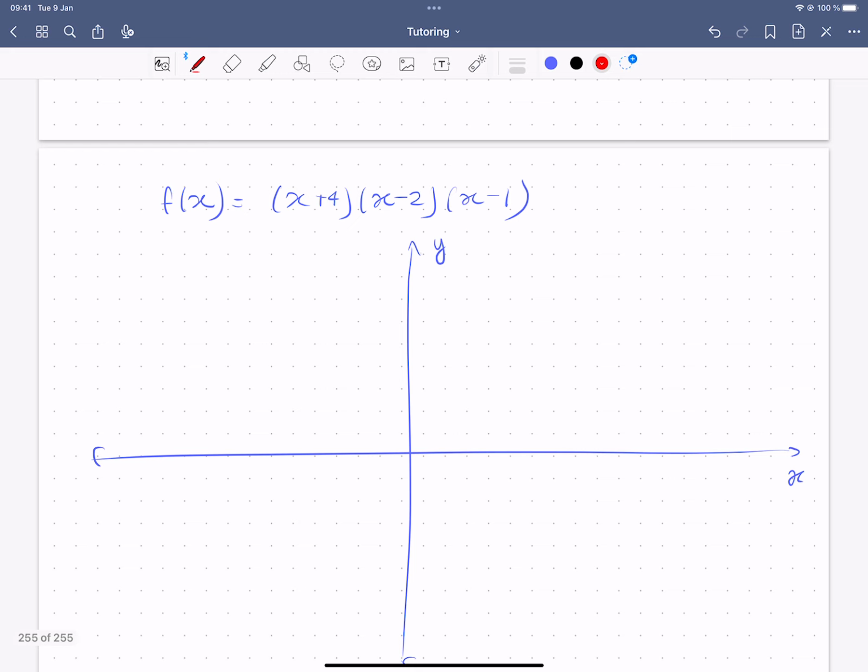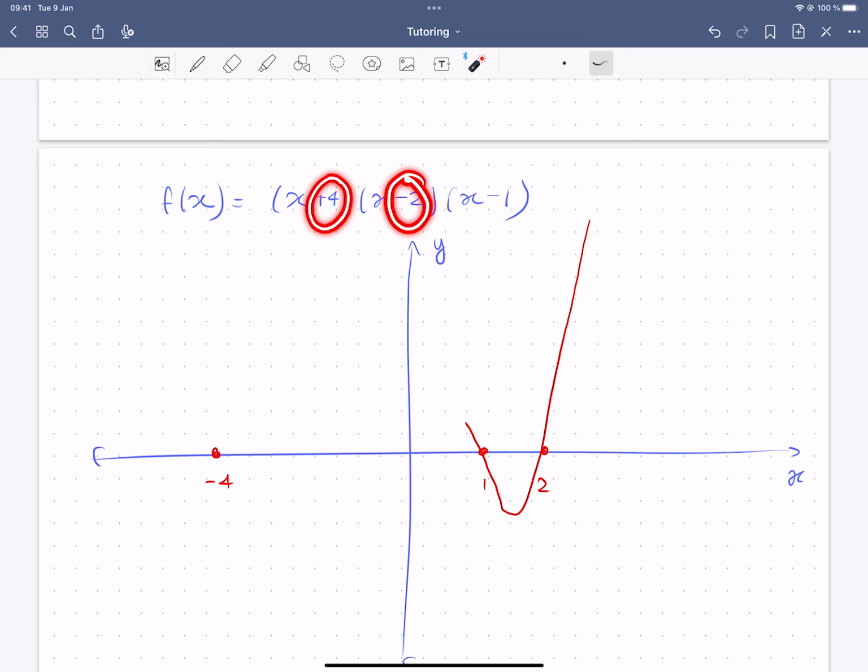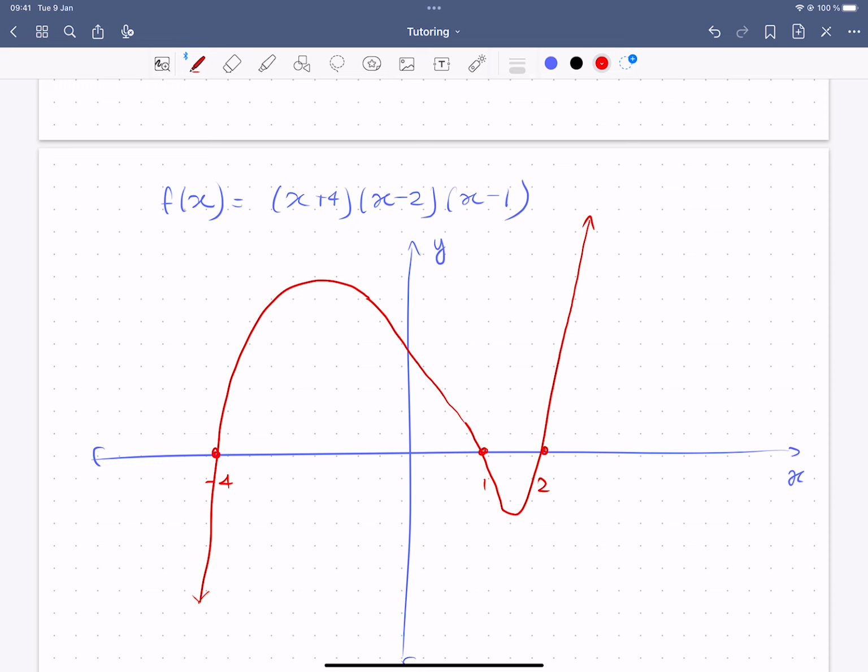I've got x-intercepts of minus 4, 1 and 2. It's a positive graph, so it has to look something like this. It's going to go down. Where's my y-intercept? Well, it's going to be 4 times minus 2, which is minus 8, times minus 1 is 8. So it's going to be up here at 8. It might continue up a bit, and then it's going to go back down. So our graph's going to look something like that.